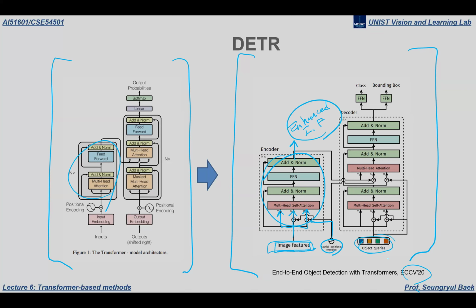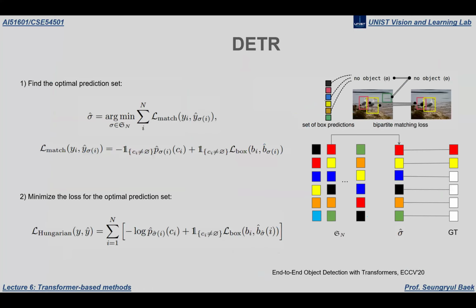And here the object queries are the randomly initialized vectors. Then you apply self-attention first, and then apply cross-attention for mixing these enhanced image features and the object query information. Then you further map it with the MLP, and eventually map it into class probability and bounding box information. Okay, that's the difference between the two transformers in the different domains.